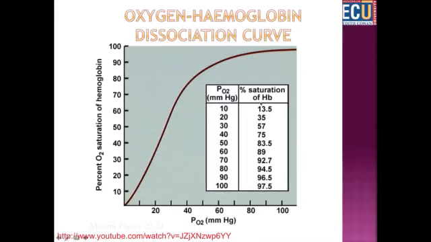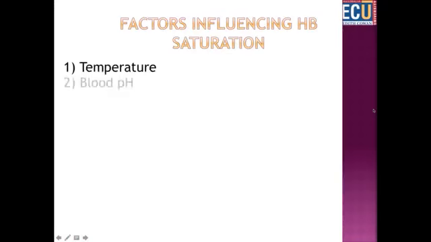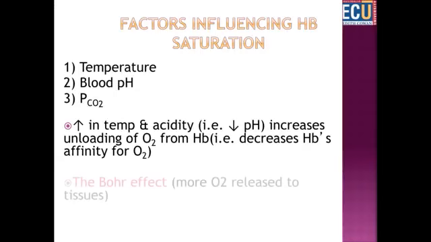10 partial pressures of oxygen allows for 13.5% saturation of hemoglobin, and we go through that same process. Now guys, factors that influence hemoglobin saturation are: 1, temperature, 2, blood pH, and 3, the partial pressure of carbon dioxide. An increase in temperature and acidity, or a reduction in pH, increases the unloading of oxygen from hemoglobin. So essentially it decreases hemoglobin's affinity for oxygen, and the Bohr effect occurs, so more oxygen is released into the tissues.